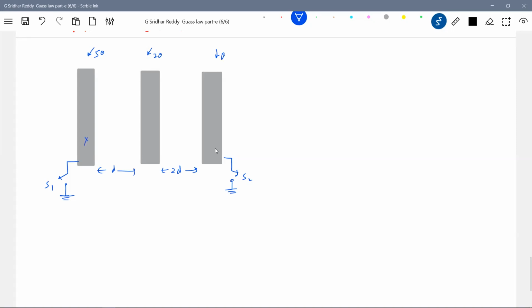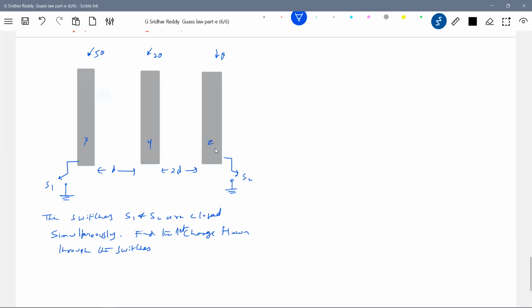So there's a plate X, Y, and Z. The switches S1 and S2 are closed simultaneously. Find the charge flown through the switches. Net charge. Find the net charge flown through the switches.